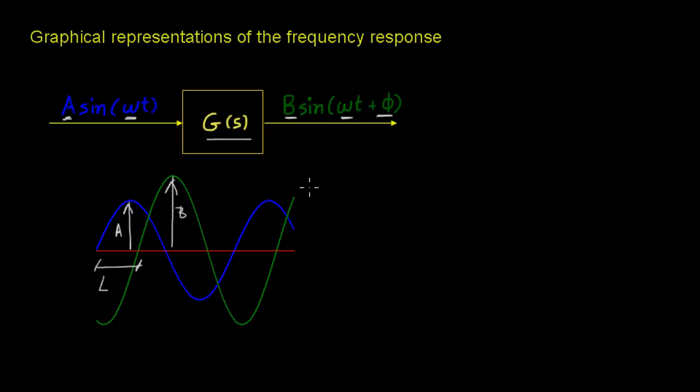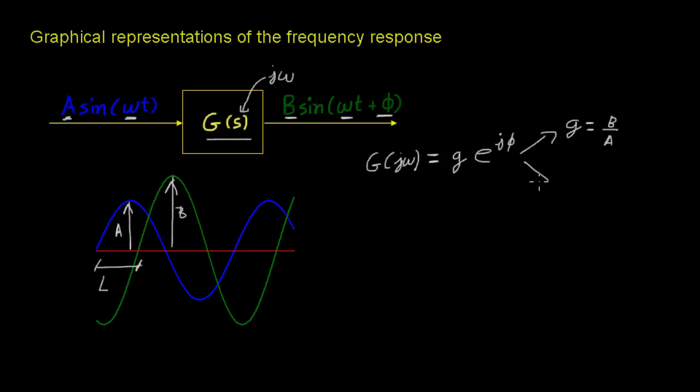We also saw that both the gain and the phase shift are defined by a very particular complex number, a number that comes from the replacement of s by jω in G(s). Writing the complex number G(jω) in its polar form, that is, the magnitude g times the exponential of jφ, we find that g is equal to b over a, and that φ is equal to ωL.